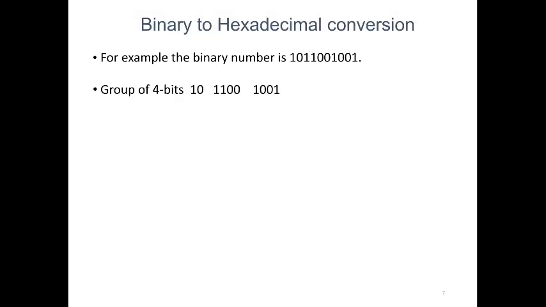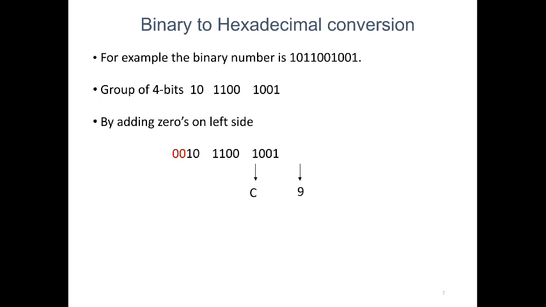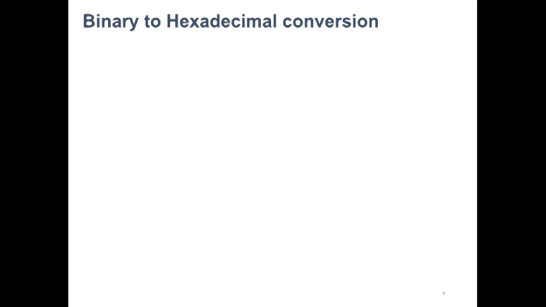it is correct. Yeah, see, the group of 4 bits is done. So for the last 2 bits, zeros were not sufficient, so by adding 0 on the left side, 2 zeros were added. Then the value of 1001 was 9. Then the value of 1100 was C. Then that was 2. So the binary number's equivalent value in hexa is 2C9 to the base 16. That is what we have done. So this was binary to hexa conversion.